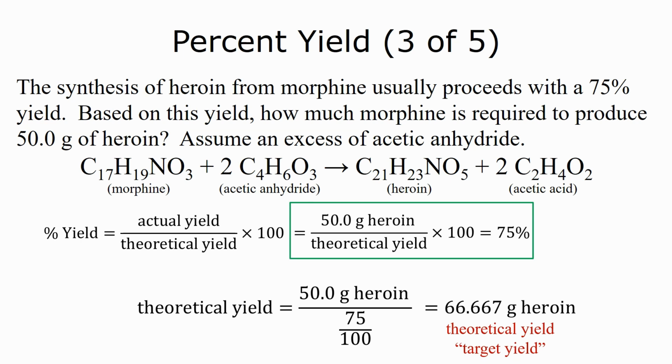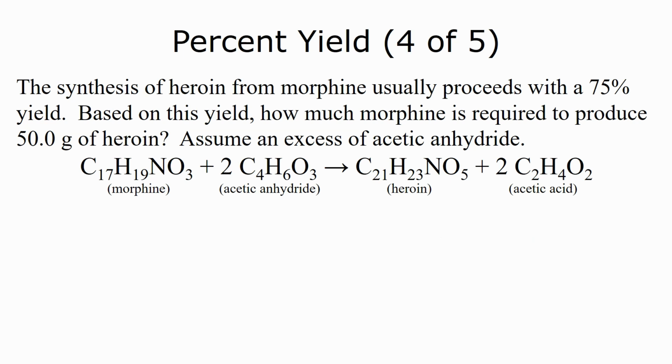So what exactly does this mean? What do we do with this number? Well, this is our target yield. We want to aim for this so we actually get our 50 grams.